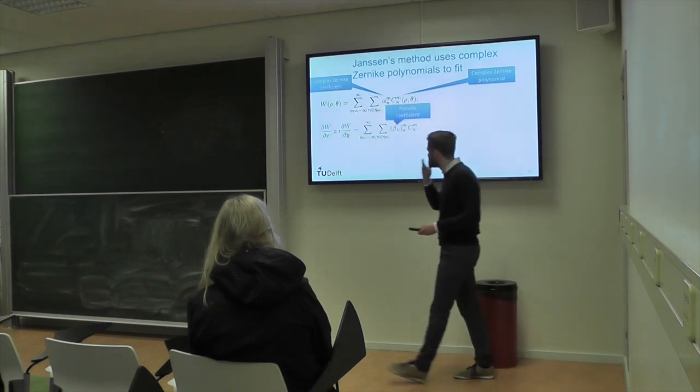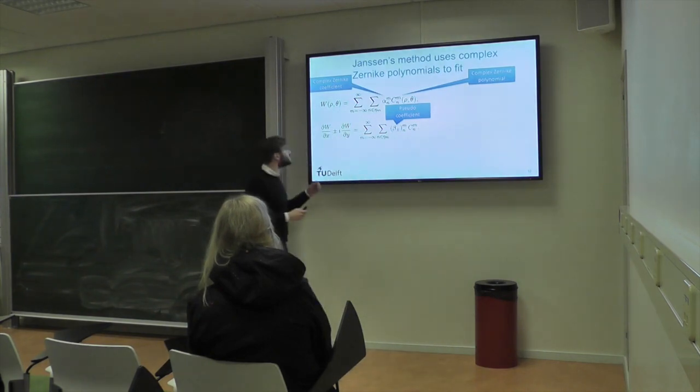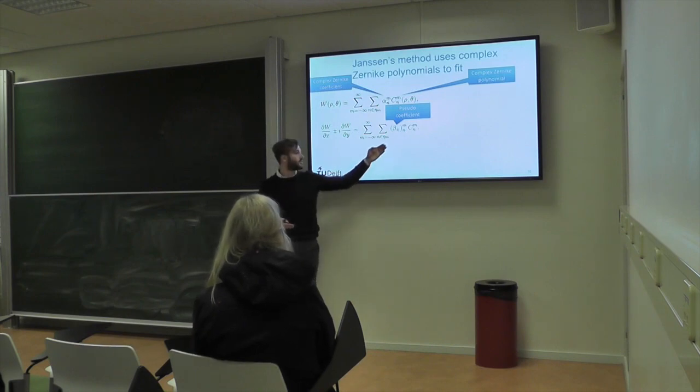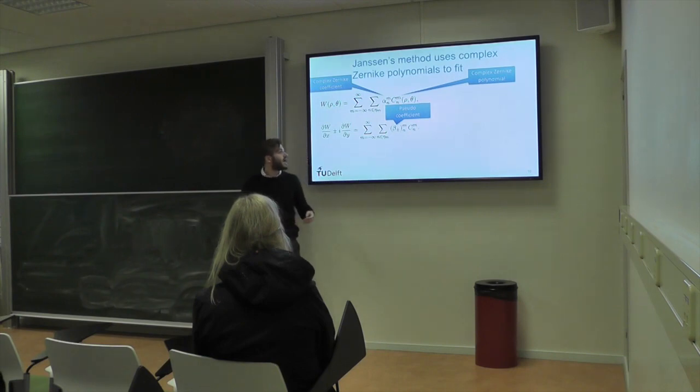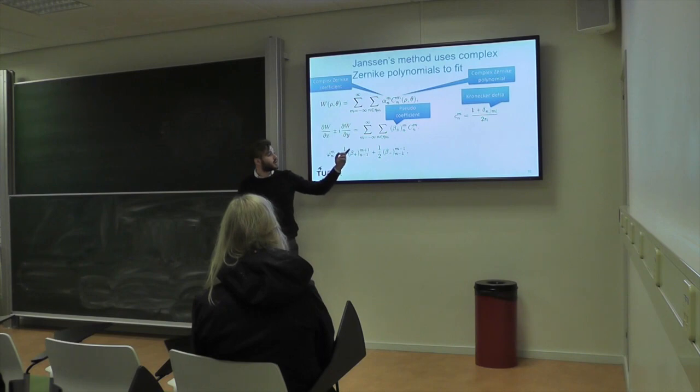In Janssen's method, the derivatives of this wavefront are added and subtracted in this way, and also a least squares fit is made, this time not with the derivatives of the Zernike polynomials, but with the complex Zernike polynomials. From this fit, we gather our pseudo coefficients beta plus and beta minus. Now we add these beta plus and beta minus together to get a phi and m, and we define a new coefficient C and m using the Kronecker delta.